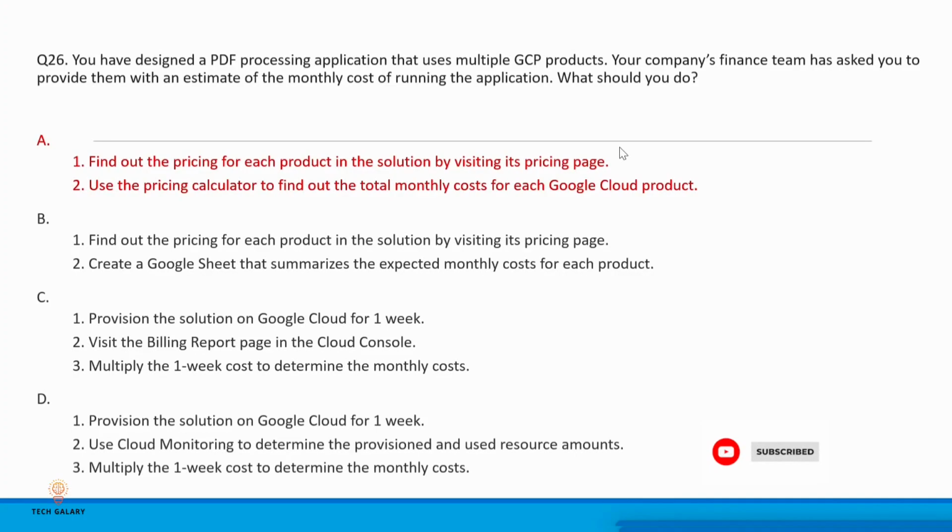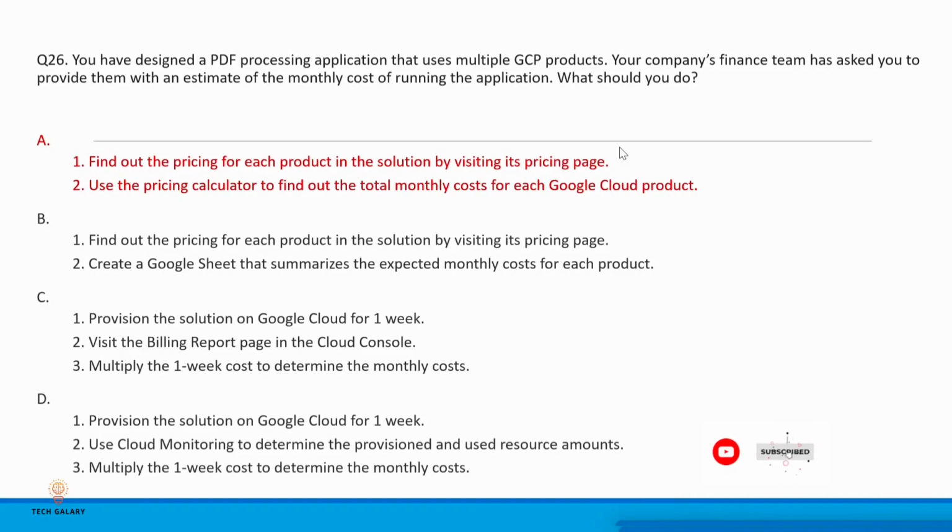Create a Google Sheet that summarizes the expected monthly cost for each product. Option B is incorrect because there is no need to create a Google Sheet since we already have a ready tool available for pricing calculation, and also prices of cloud services change with time. So this option is not correct.